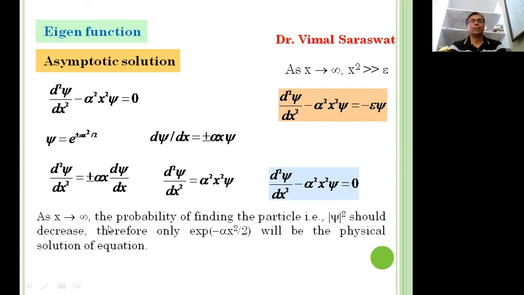As x tends to infinity, the probability of finding the particle should decrease. But if we substitute psi is equal to exponential alpha x square by 2, then as x tends to infinity, psi tends to infinity, it means the probability of finding the particle will be infinite, which is not possible. Therefore, only exponential minus alpha x square by 2 will be the physical solution of the equation. It means the solution of this equation will be psi is equal to exponential minus alpha x square by 2. So this will be our physical solution.